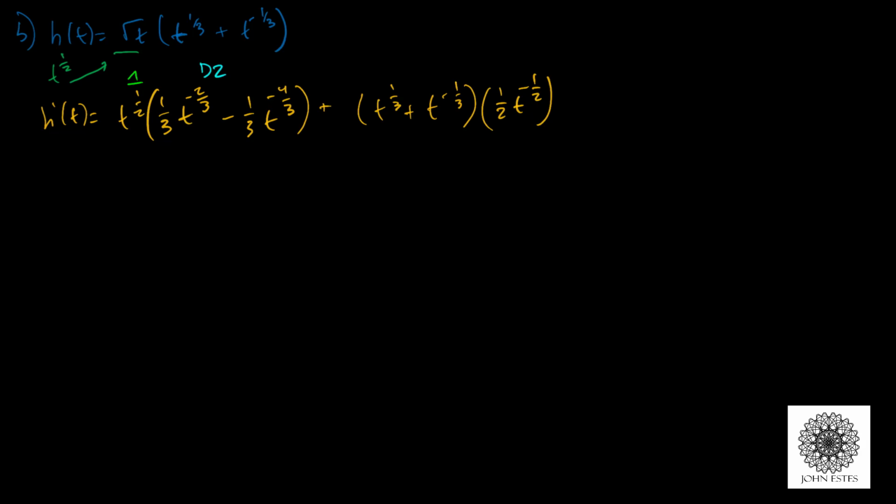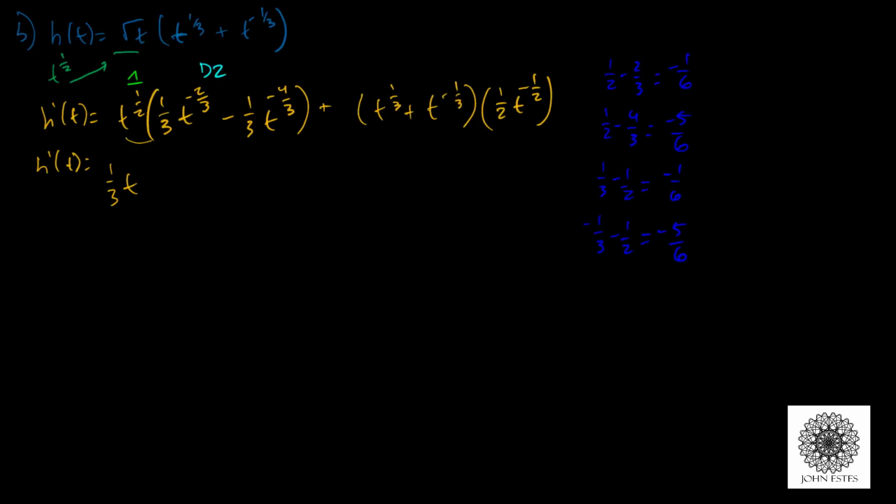I'm just going to do my arithmetic to the side here, because remember, when I have h prime of t, for example, when I multiply these first two terms together, I get 1/3 t to the, I have to add my exponents, 1/2 minus the 2/3. I'm just going to show you the arithmetic there real quickly, and then we'll simplify these exponents.